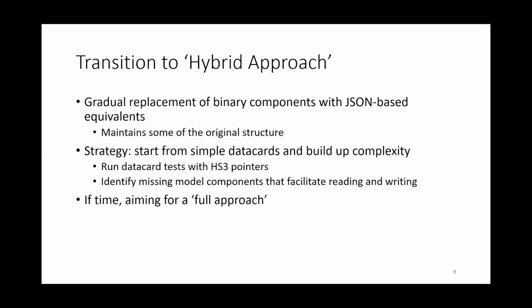So as we transition to what's called the hybrid approach, which is essentially an incremental step-by-step replacement of binary components with JSON-based equivalents, this will maintain some of the original structure that's currently used in Combine. This will be done by starting with simple data cards with text, and then building them up in complexity by introducing shapes and different types of data cards. So I will run data card tests with HS3 pointers, and then identify missing model components that facilitate the reading and writing into Combine.